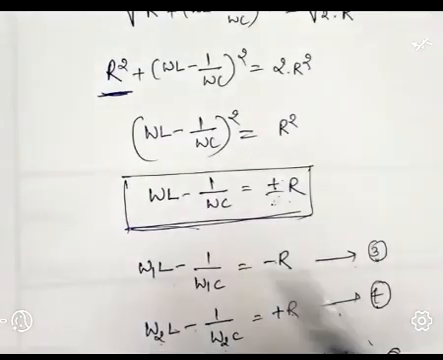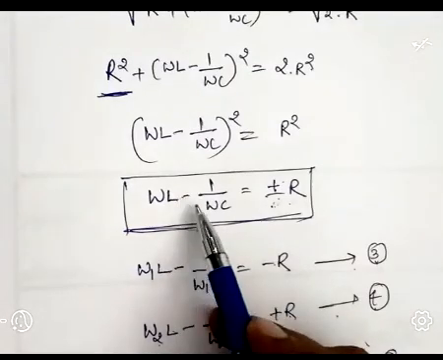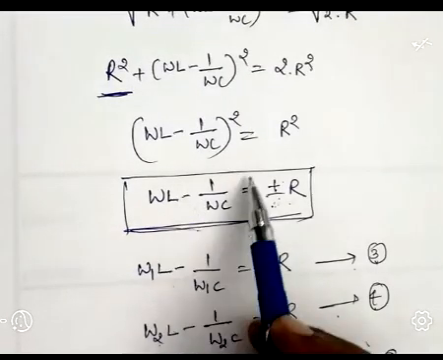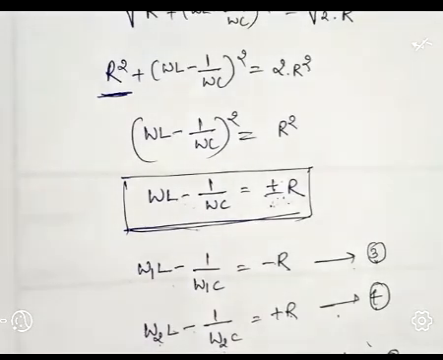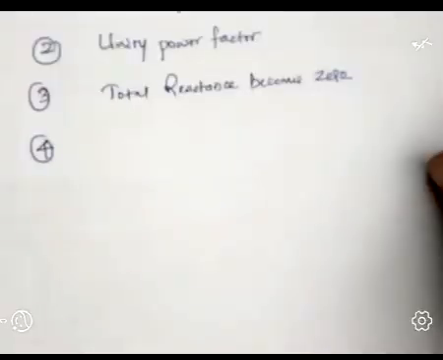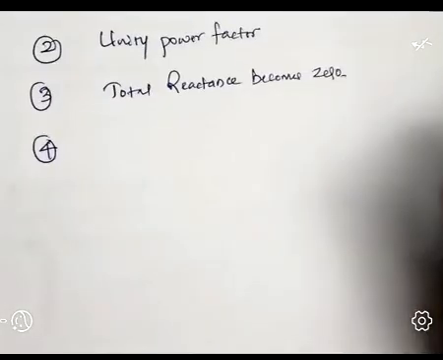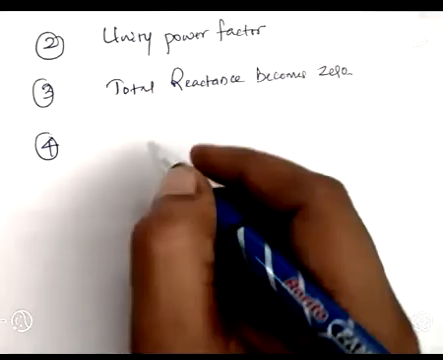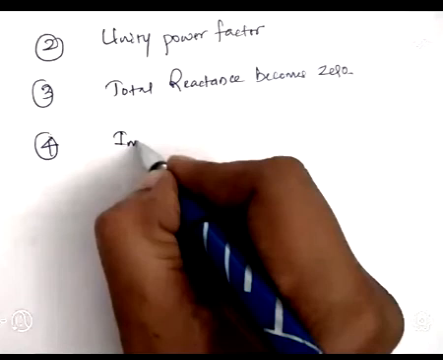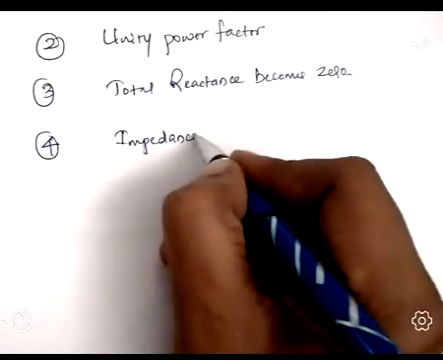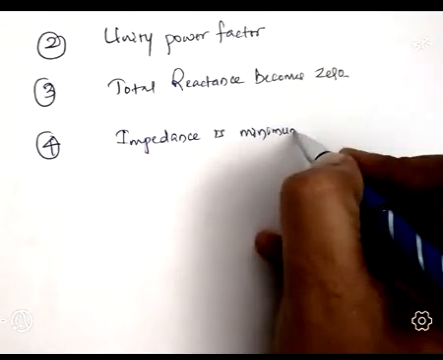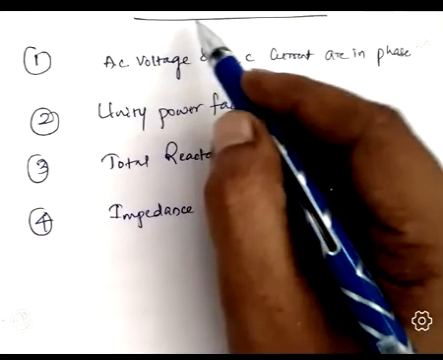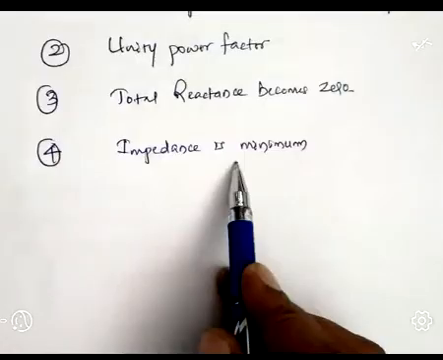At resonance, the impedance of the circuit becomes purely resistive. Thus the voltage and current are in phase. Next point: impedance is minimum at resonance compared to other frequencies. All these points we are discussing are with respect to series resonance. So impedance is minimum at series resonance.